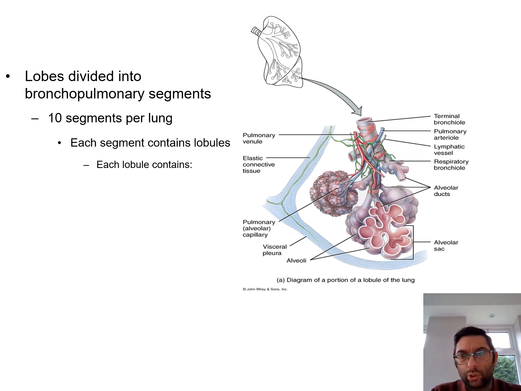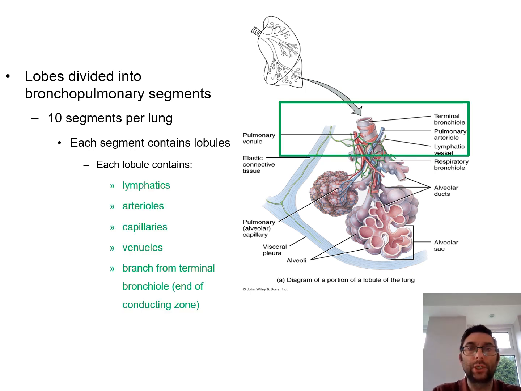So, subdividing the lungs even further, and remember at the minute all this is still the conducting zone, there's still no gas exchange occurring, each lobe is divided into bronchopulmonary segments, and there are 10 segments per lung. So these are the bronchopulmonary segments, these slightly larger structures here, all these.